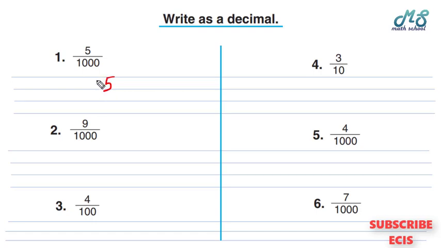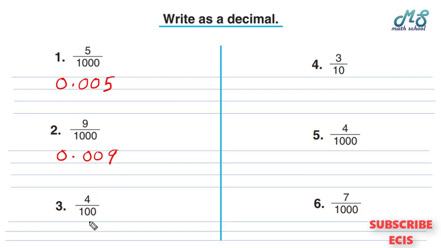So it will be 5, 0, 0, point. So it's equal to 0.005. It's 5 thousandths. Number 2, by the same way, just write 9, 0, 0, point. It's equal to 0.009, 9 thousandths, with THS.